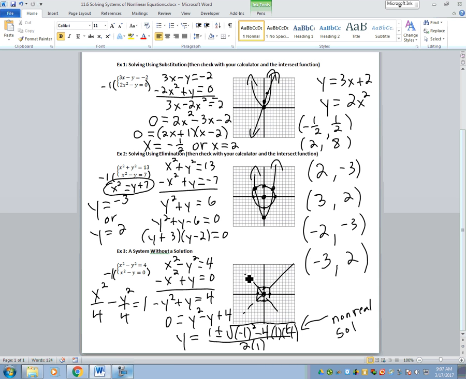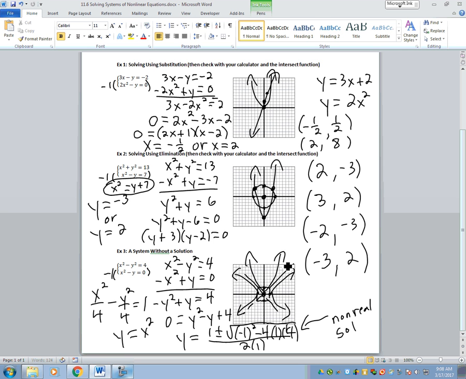Which way does it open? I'm going to say left and right. Yes. How do you know? It's because the x term is positive as opposed to the y term, because you could have a negative term in front, but there it is. And then this one is a parabola, y equals x squared, and it's just going to open up like this.